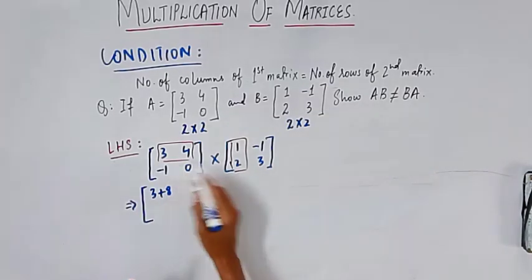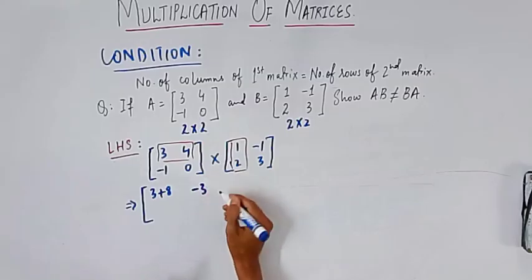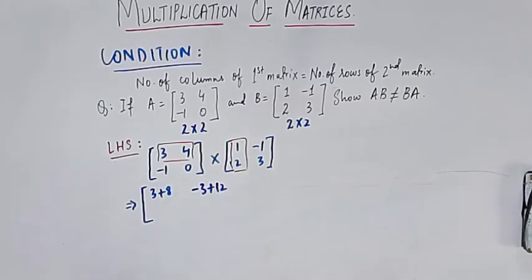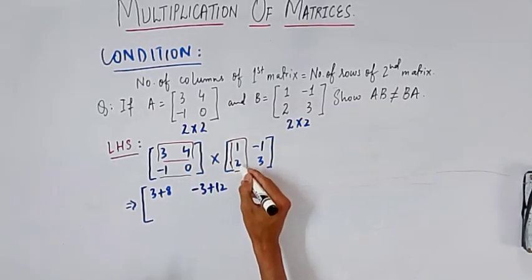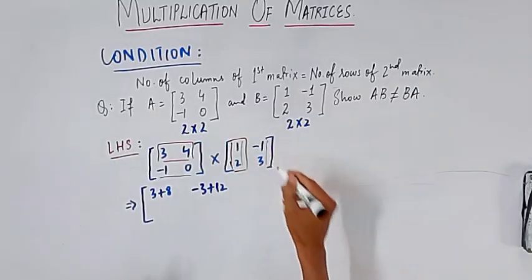So now you will multiply 3 by 1 minus 3, and 4 3s are 12. Then with the first row. Now you have to multiply second row by both columns. This column as well as this column.